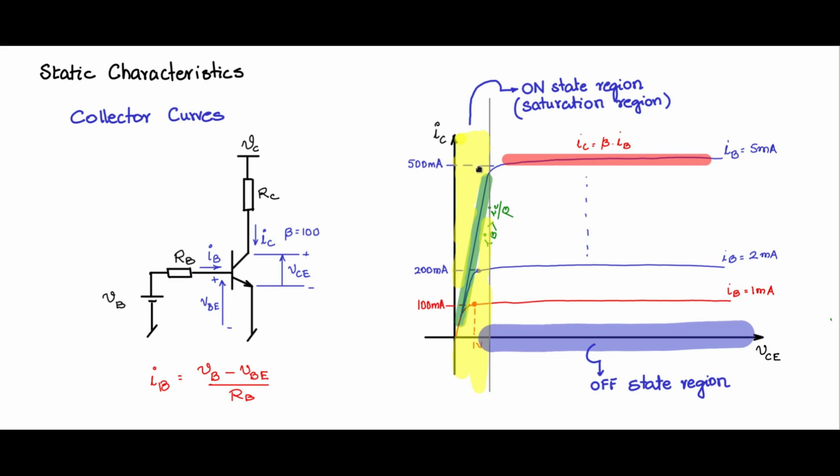And while moving from on to off, it will move again through the active region back into the off state region, but it will remain in the off state or the on state to be operating as a switch. So this is the collector curves or static characteristic of a BJT, the typical set of collector curves.